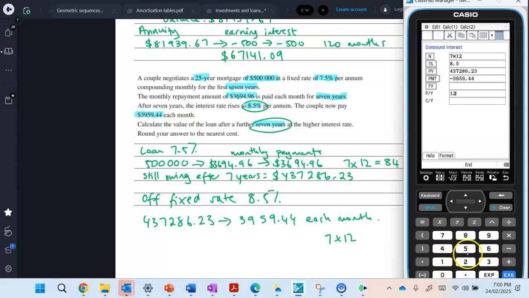So it is a 25-year mortgage, so we wouldn't expect it to be fully repaid. All right, so still owing 338,000.